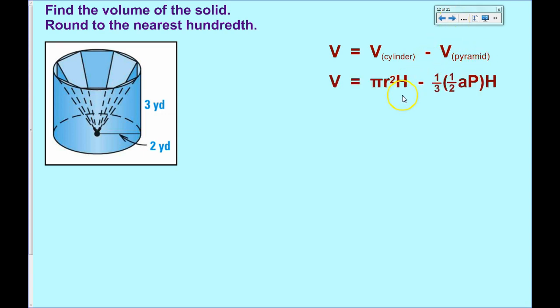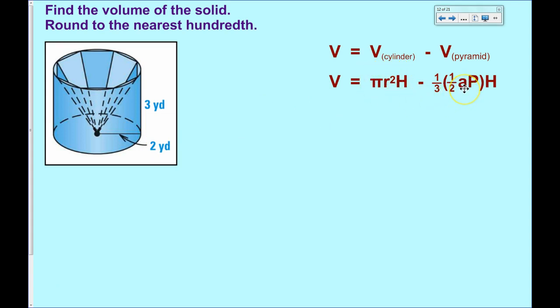If you do that well, you got pi r squared is the area of the base of the cylinder times how tall the cylinder is. And for the pyramid, you've got that factor of 1/3, and then the base of the pyramid is an octagon, so you've got 1/2 apothem times the perimeter, and then times how tall the pyramid is. So according to our drawing, we have our height, so big H is 3, and we have a radius, which is 2. So that term's covered.